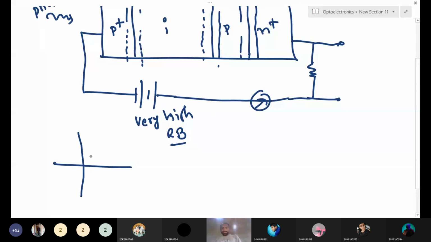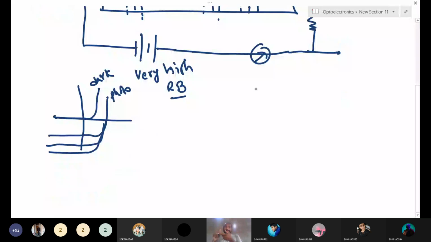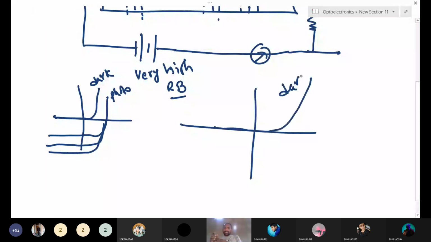This is the dark curve, the first one. The second, this is current and voltage. If you apply reverse bias voltage and shine the light, the curve will shift down. The second one is the photo curve. The IV characteristics and circuit diagram are the same. The only thing is that here we are using the PIN structure and applying high reverse bias voltage.